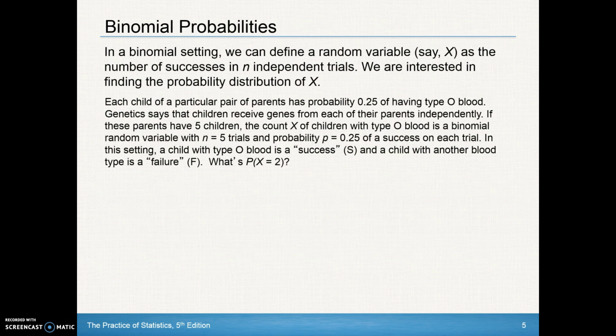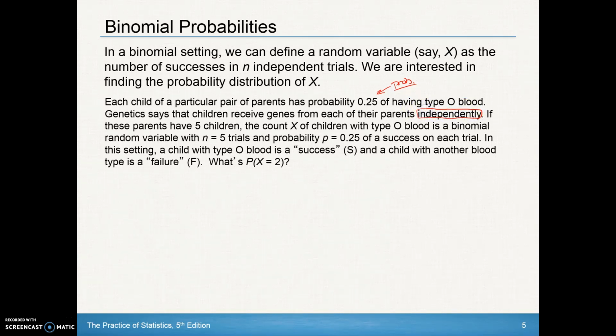So let's just look at an example. In a binomial setting, we can define a random variable, say X, as the number of successes in n independent trials. We're interested in finding the probability distribution of X. So in this problem, each child of a particular pair of parents has a probability of 0.25 of having type O blood. Okay, so there's our probability, and that's going to remain constant throughout. It says genetics say that children receive genes from each of their parents independently. Well, there's another one of our key phrases there.